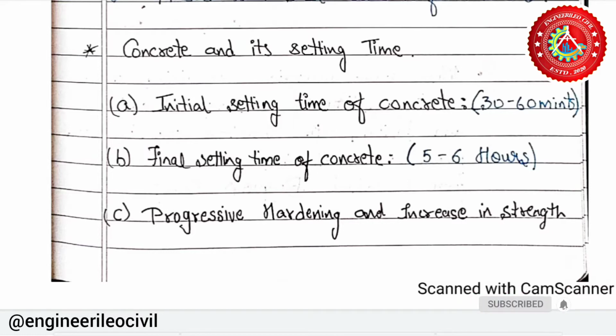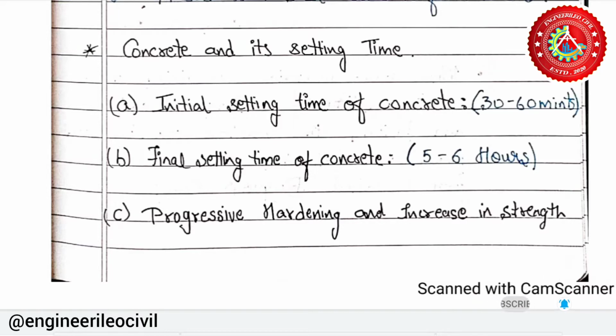The second is the final setting time of concrete. Usually, it takes about 5 to 6 hours. This is the second time phase during which concrete remains a relatively soft solid with no surface hardness. In this time concrete starts gaining strength. As per IS codes, it should not be more than 10 hours.